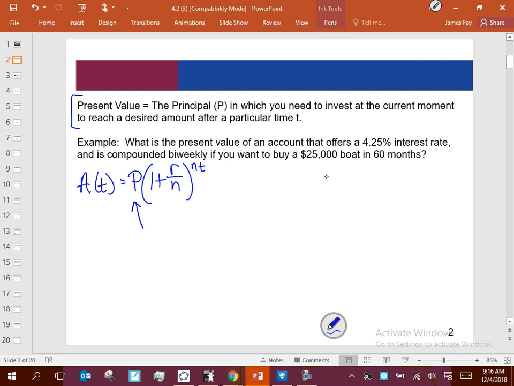You see an example here that says I want to purchase a boat, a $25,000 boat, and I'm planning on doing that in 60 months. I don't want to finance this thing. I think it's very important that you guys as 17, 18, 19-year-old students understand what financing an object means. I want to finance a car.